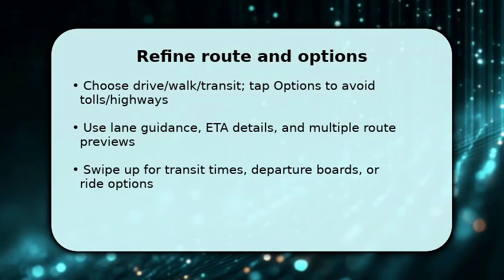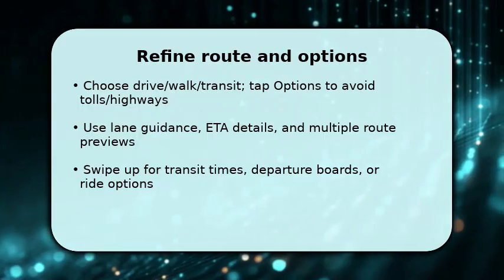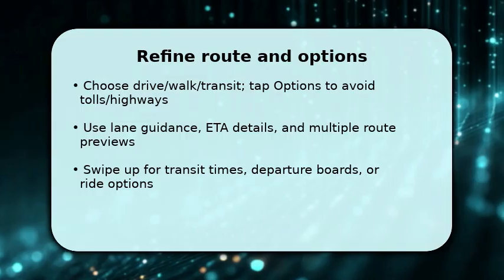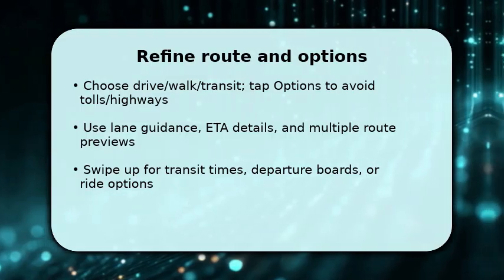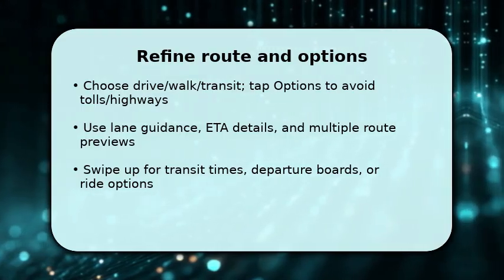Now refine how you travel. Select the transport mode and tap options to avoid tolls or highways if needed. This changes the plan and why you might save time or distance.